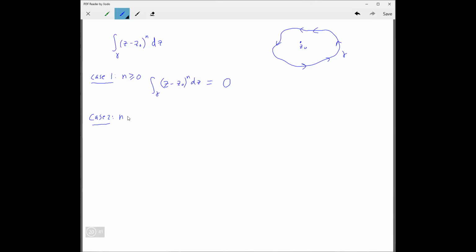Okay, so now case 2 is where n equals -1. So here you have this. When n is -1, that's z minus z naught to the -1, which is the same as 1 over z minus z naught. So what's the integral going to be in this case?